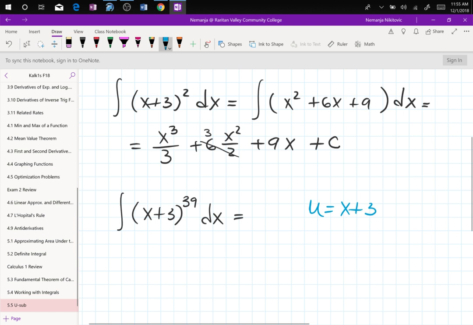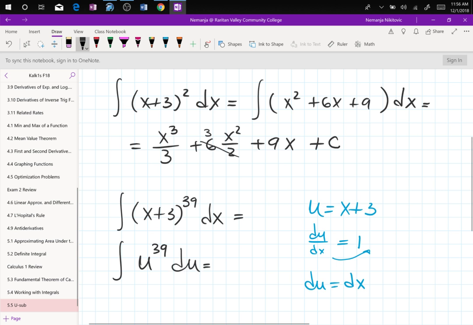You're allowed to do that. And now this integral becomes integral of u to the 39. But see, you can't put dx, right? Because now your integral needs to be in terms of u, not in terms of x. So you have to also transform the other part, and that is going to be you taking the derivative of whatever formula you came up with here. So now you have du dx is equal to 1. And you move dx to the other side. So du actually equals dx.